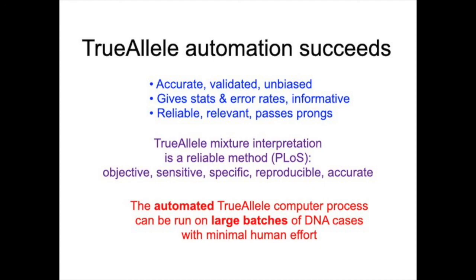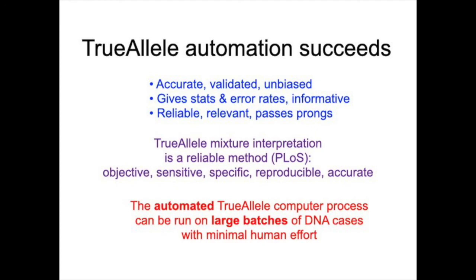TrueAllele has been proven in peer-reviewed scientific articles and study after study to be accurate, validated, unbiased, it gives statistics. It also gives error rates, which is important. I'll comment on that in a second. It's highly informative, reliable, relevant, and it passes the Daubert prongs. We had our 29th hearing in federal court yesterday, and the judge ruled it in. The question was about very low-level match statistics. And based on the evidence, yes, low match statistics are science. The issues go to the weight, not the admissibility.